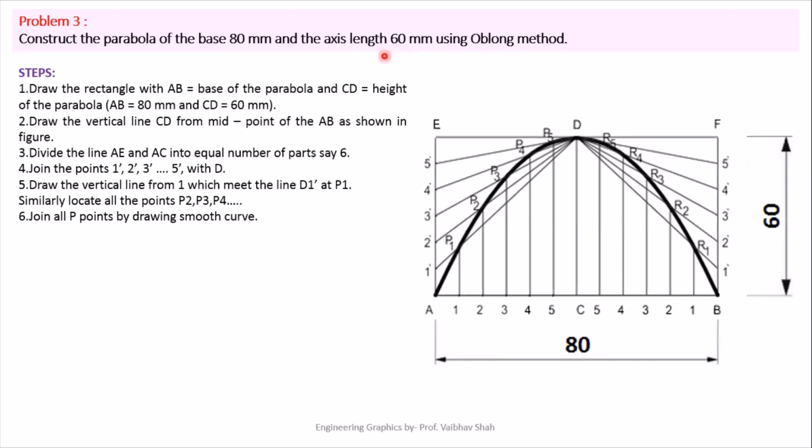So let us start. Here our base is 80 mm, that means our horizontal line would be 80 mm. And axis length, or you can say the height of the parabola, would be 60 mm. So for that we'll be constructing one rectangle of 80 mm by 60 mm.